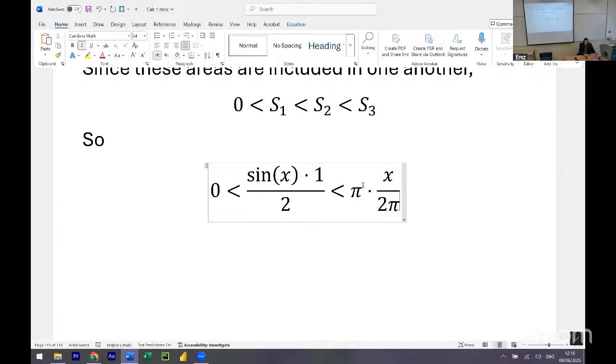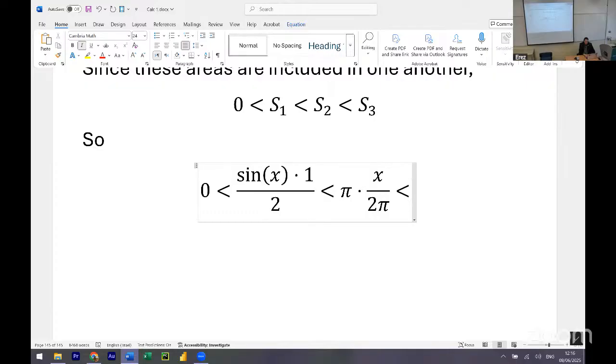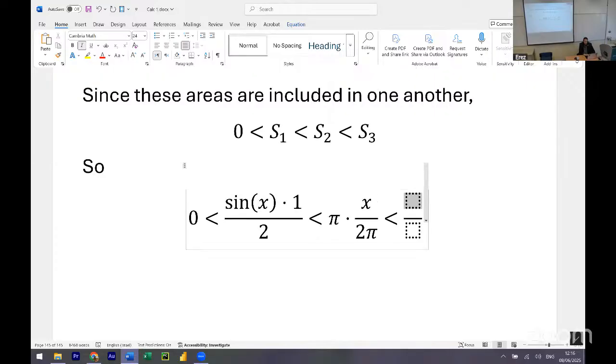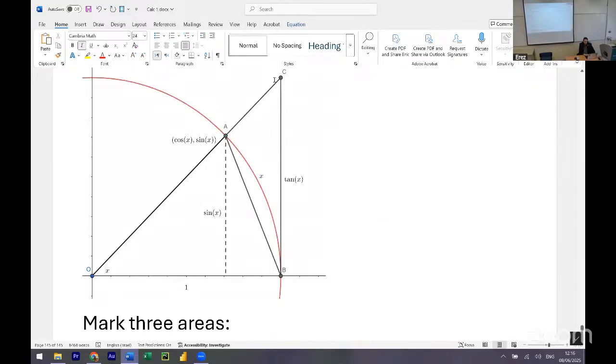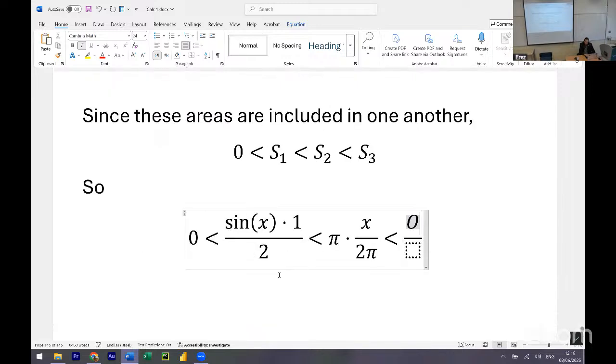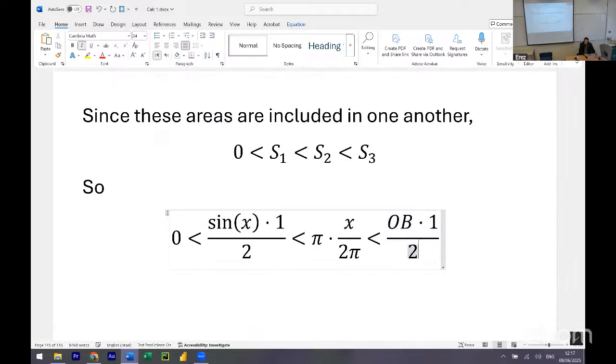Okay, and lastly, that one requires some calculation. Why? Because the area of the big triangle is the edge CB, which we don't know yet, times the base, the radius, 1 over 2. So I'll just write for now OB times 1/2. Sine x over 2 again?